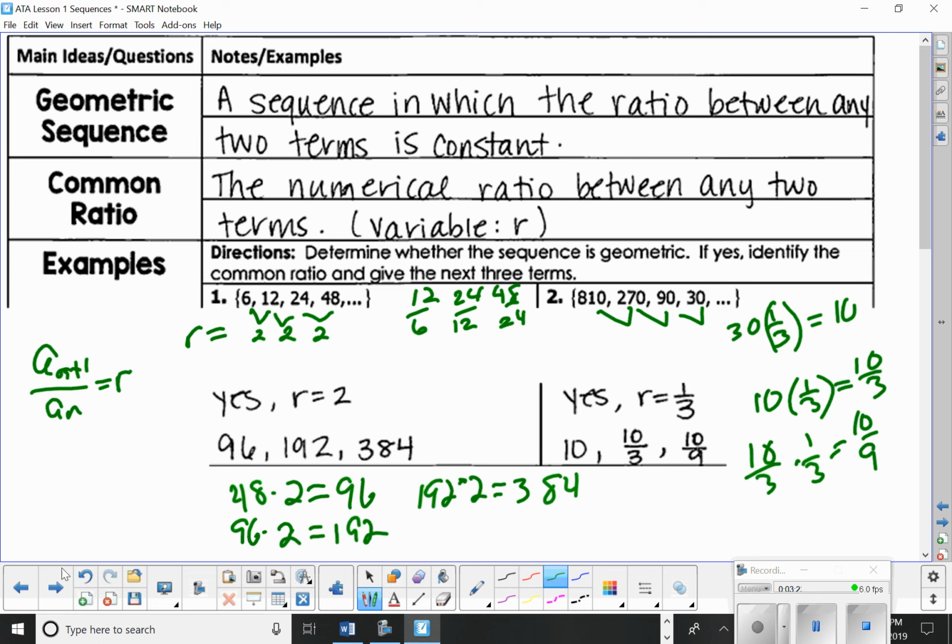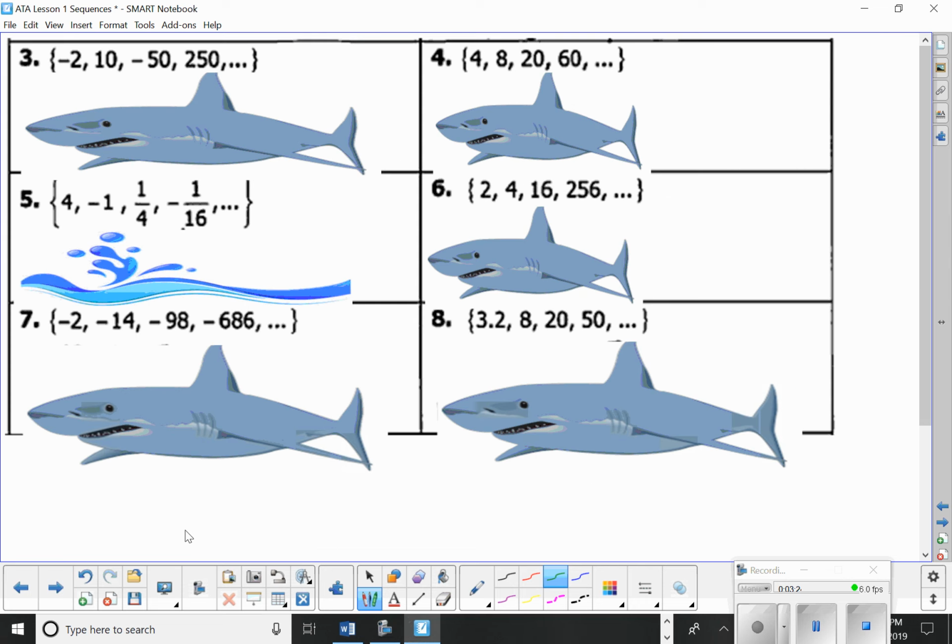Okay? Now, if we'll continue on, we're going to look at 3, 4, 5, 6, 7, and 8. These are all the same. These are just asking you to check, is it a geometric sequence? And if it is, to find the next three terms. So at this point in time, pause the video and try 3 through 8.